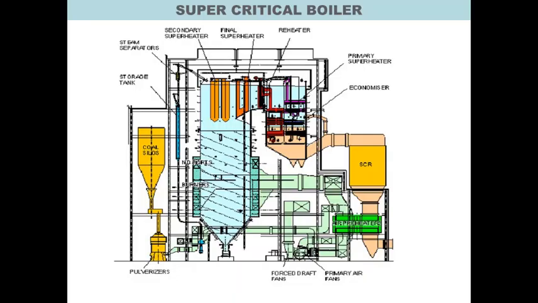This one is the elevation plan of a 660 megawatt supercritical boiler, which we can find in the CPAT NTPC unit. In this type of boiler, the features are very salient, like the opposed firing arrangement, and there is no drum. Of course, there is a steam separator, but unlike subcritical units, there is no drum.